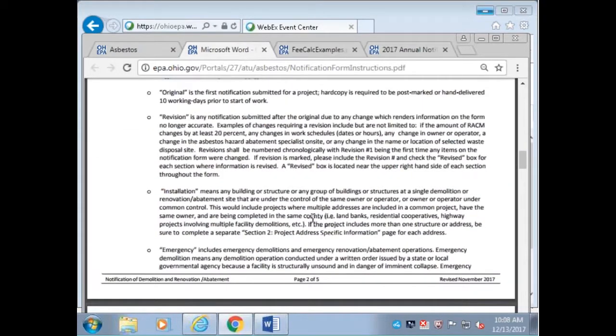And an installation means any building or structure or any group of buildings or structures at a single demolition or renovation abatement site that are under the control of the same owner-operator or owner-operator under common control. It includes projects where multiple addresses are included in a common project, have the same owner, and are being completed in the same county. If the project includes more than one structure or address, be sure to complete the separate Section 2 page, which we will talk about shortly.